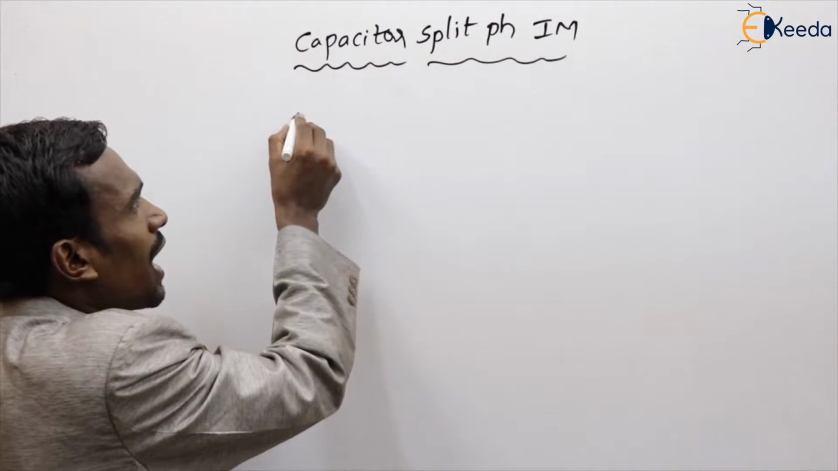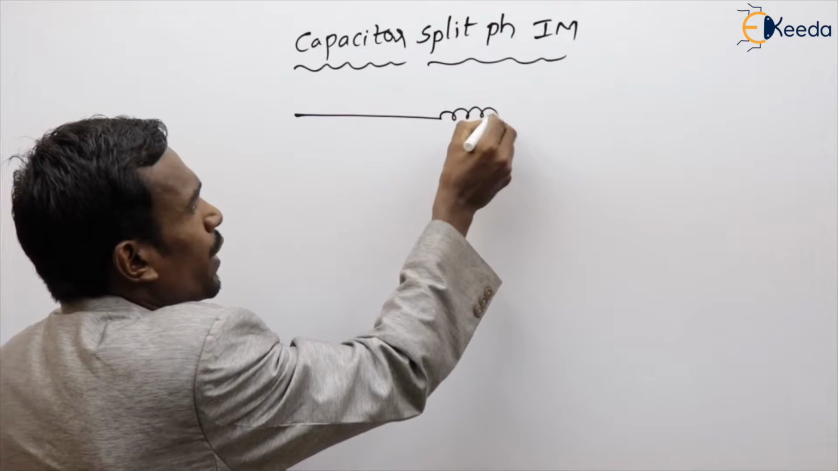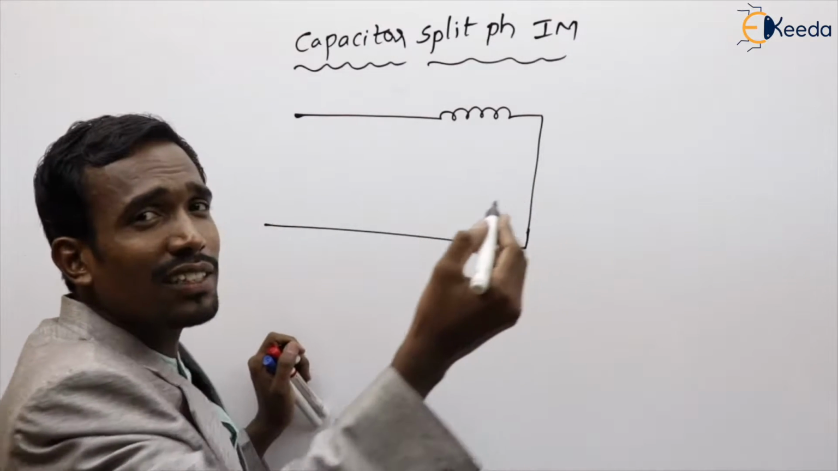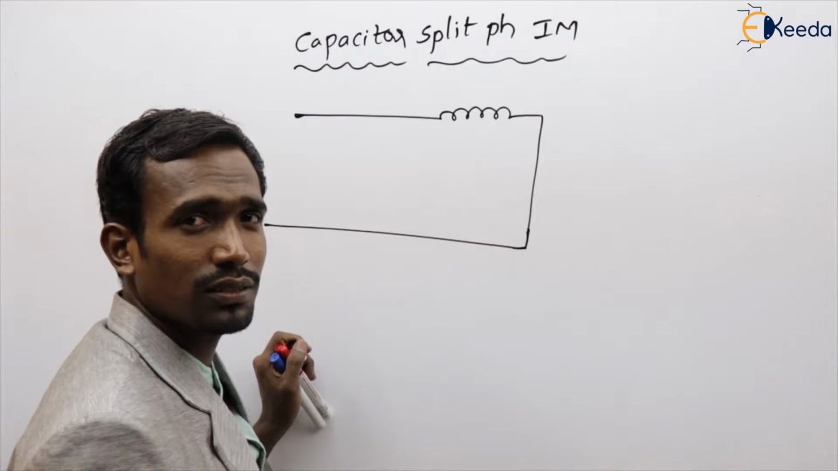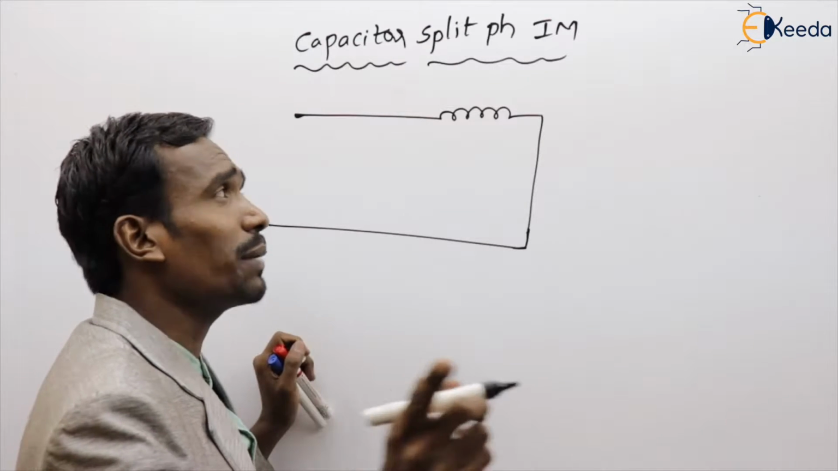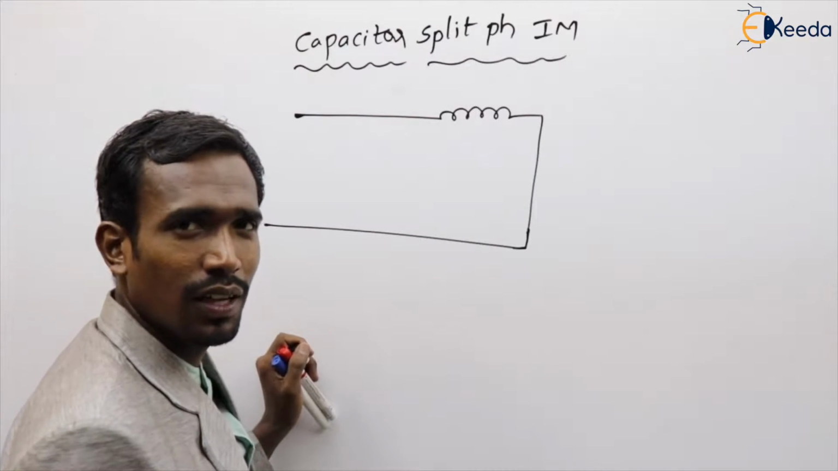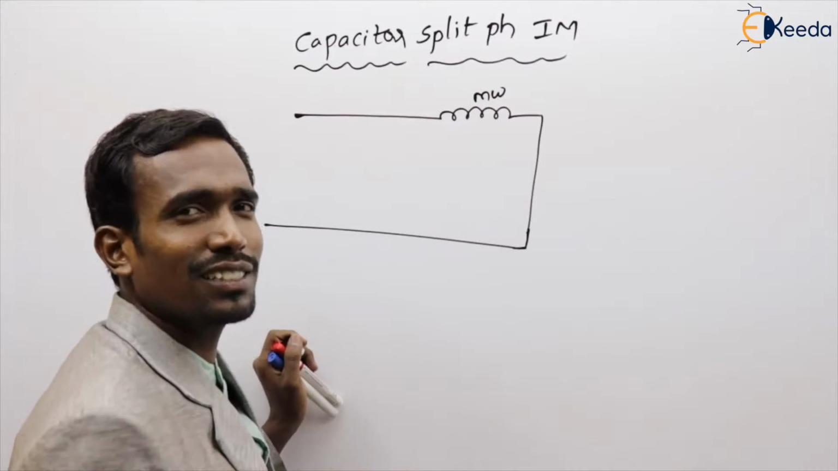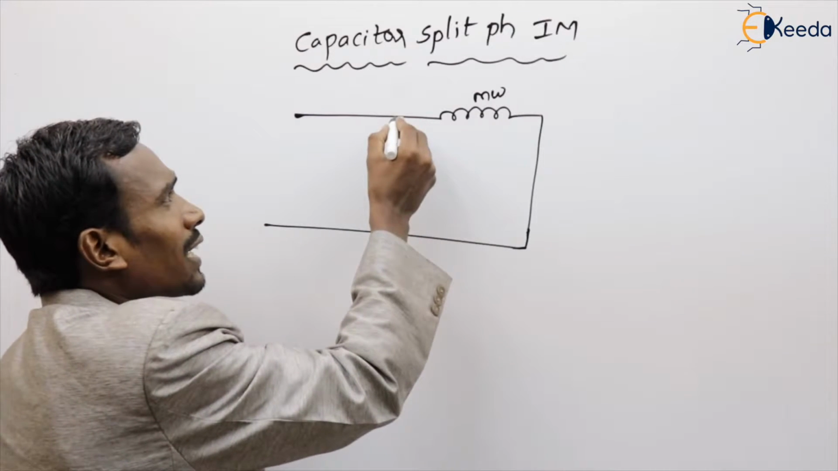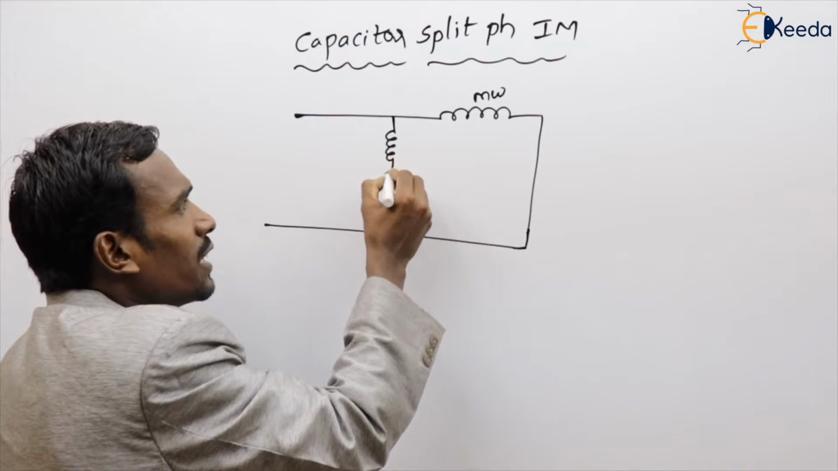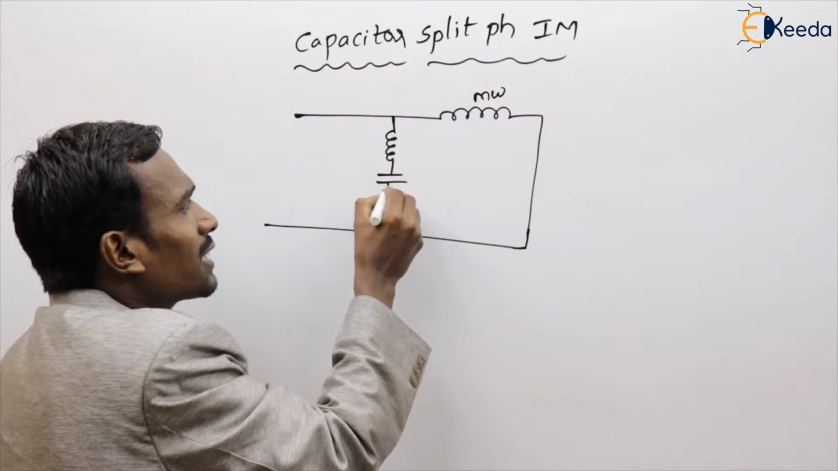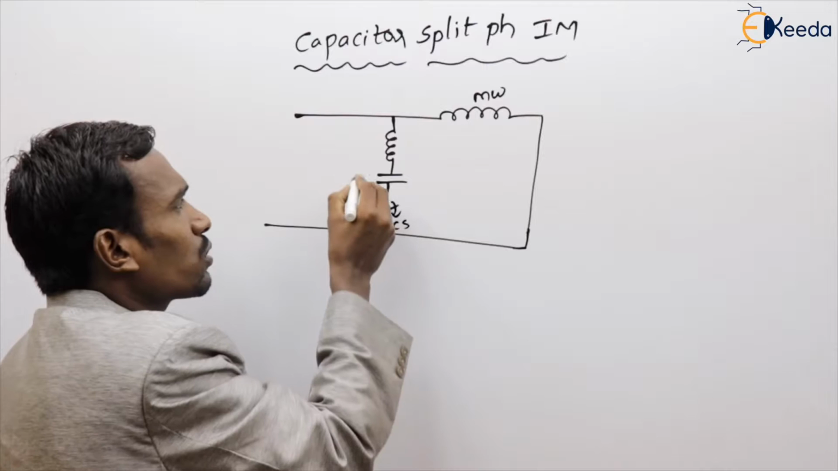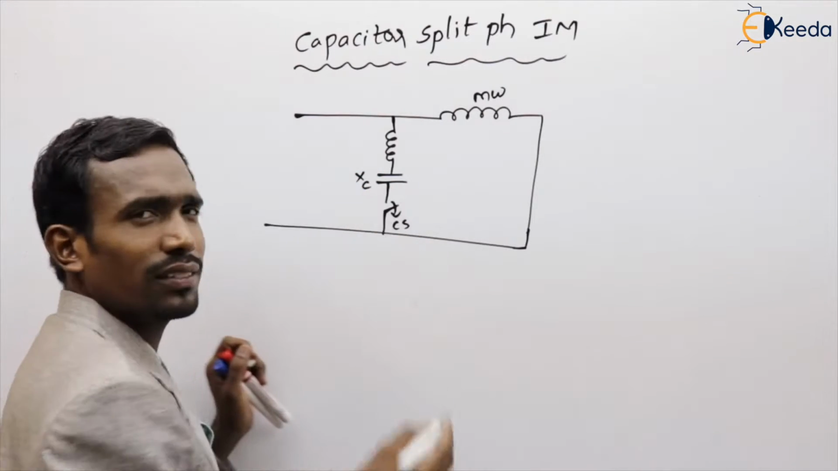How can we add the capacitor? If a capacitor is added in the main winding, its reactance reduces. That's why we don't add the capacitor in the main winding. Generally, the main winding should have high reactance, right? That's why the capacitor should be added in series with the auxiliary winding.